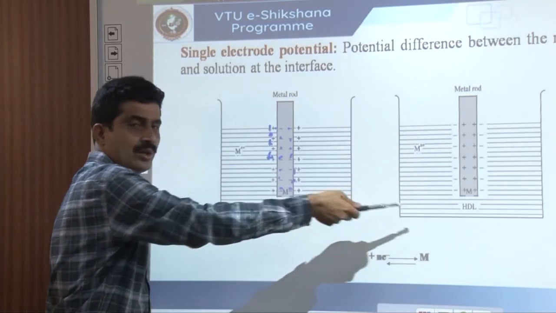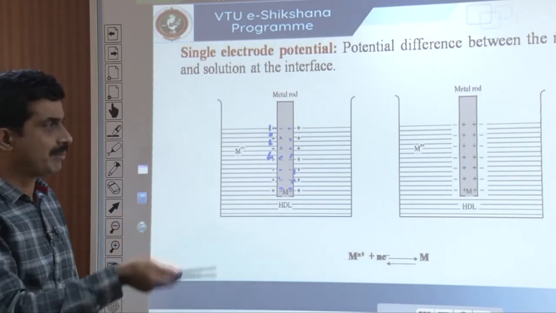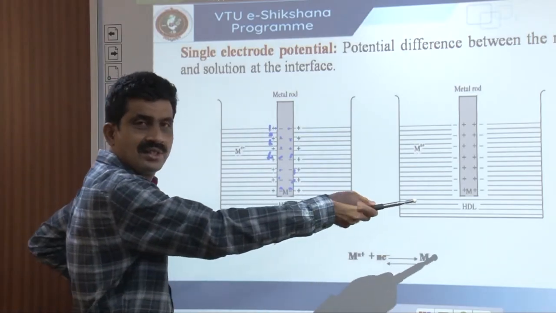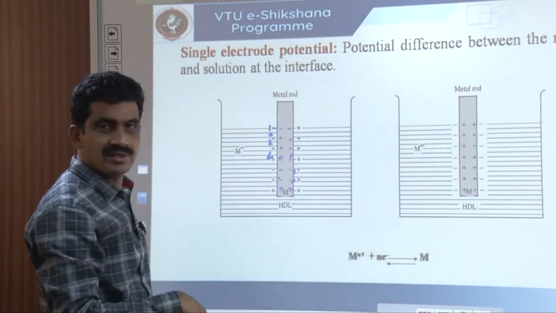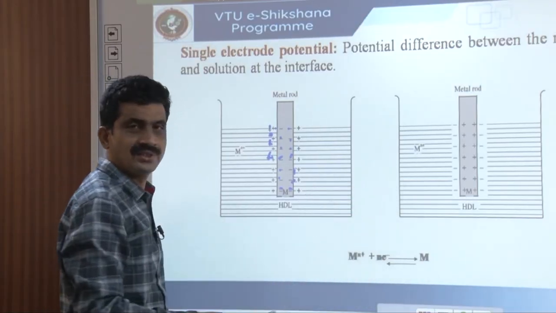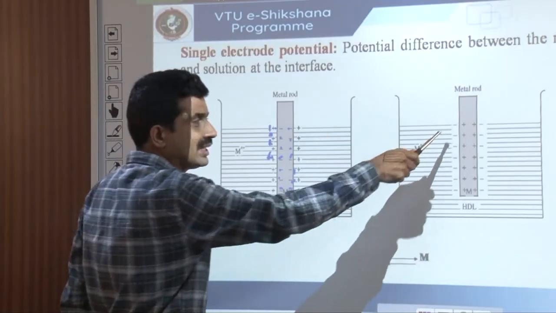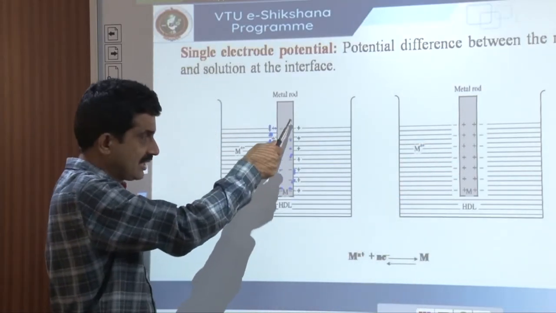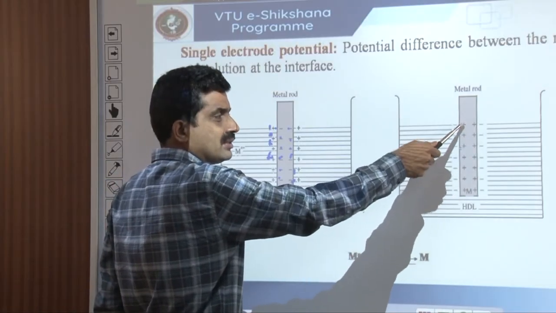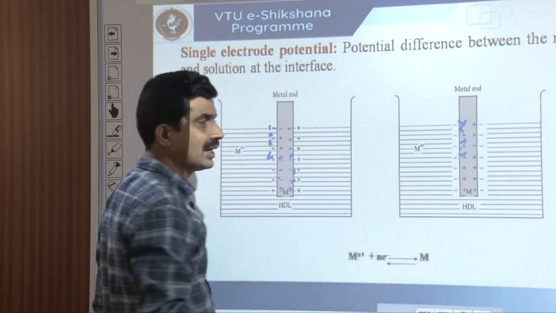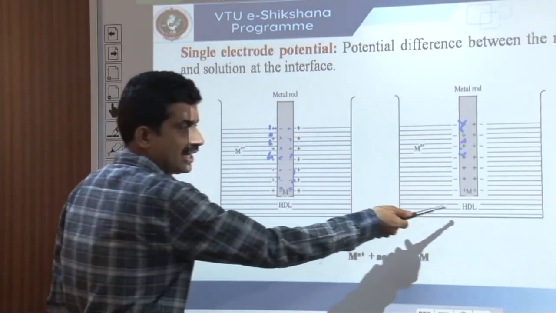On the other hand, if the reaction of the metal is reduction, and if that reduction reaction is faster in the beginning compared to oxidation, reduction takes place. The M n+ ions of the solution take up electrons, then they get reduced to metal atoms. So with the loss of electrons, the metal surface gains positive charges. In the previous case, the metallic surface becomes negatively charged, whereas here, positive charges are developed, and these positive charges attract the negatively charged ions that are present in the solution.